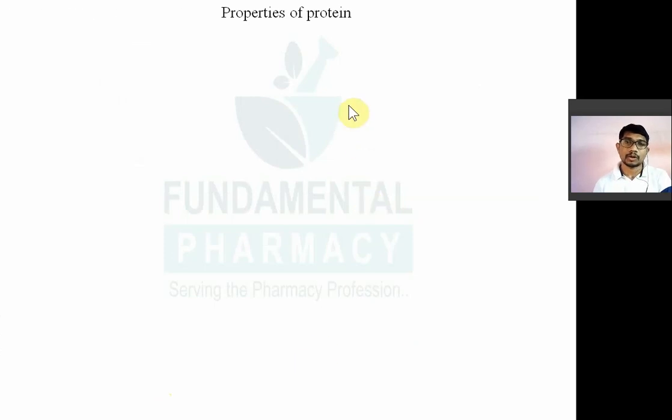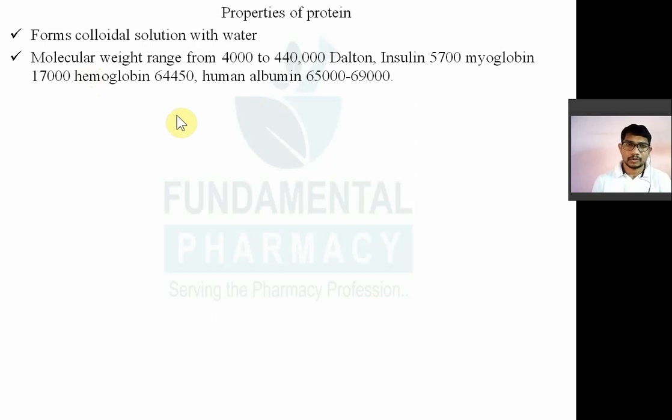Now properties of protein. So what are the properties? So when you shake a protein with water, they will form a colloidal solution. Now, what is the molecular weight of protein? So molecular weight of protein will be in a range of 4,000 to 4,40,000 daltons. So you can see here, I have also given some examples. So insulin is a protein. So insulin is a hormone, and that nature of insulin is a protein. The molecular weight of insulin is about 5,700 daltons.